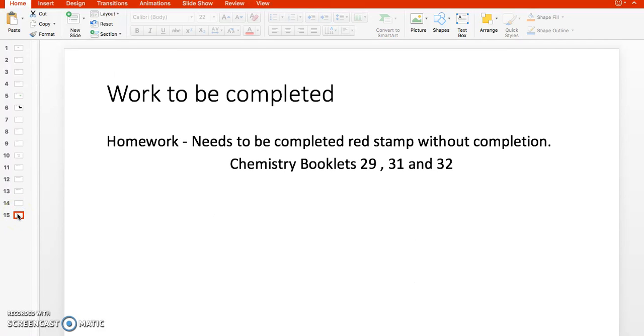Now there are many examples of naming ionic compounds from their ionic formula and writing the ionic formula from the names of ionic compounds in your chemistry booklets. They are on page 29, 31 and 32. I'd like you to complete them by homework for next week on Wednesday. That's plenty of time to do this work, and if you don't complete it then I'll give you a red stamp. Okay, thank you for listening.